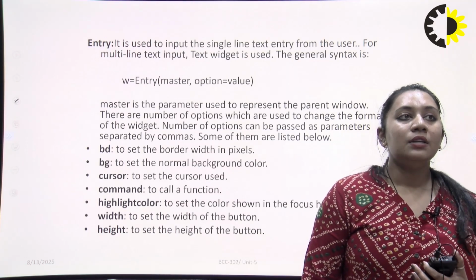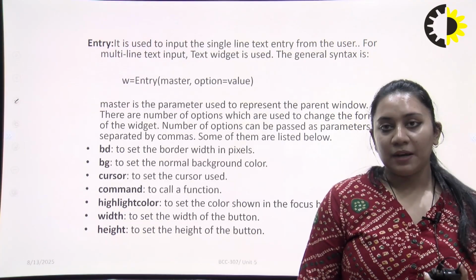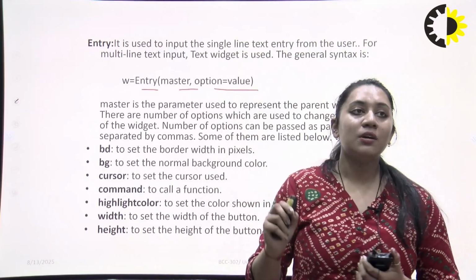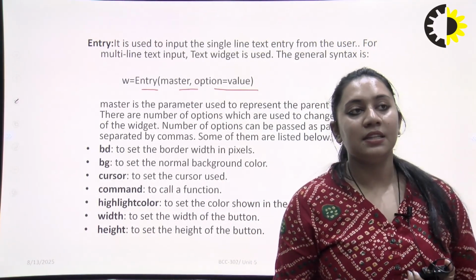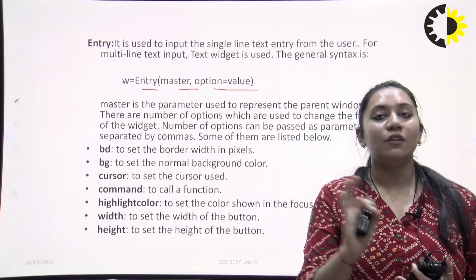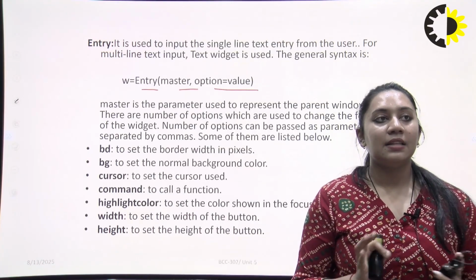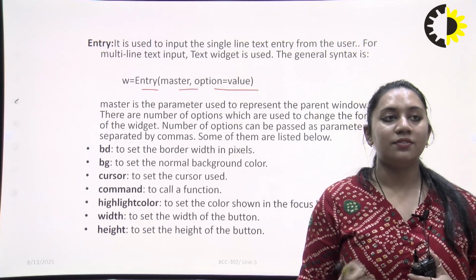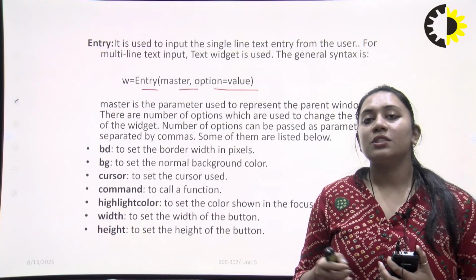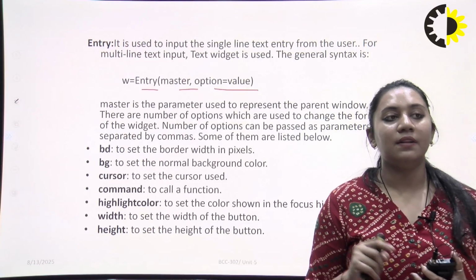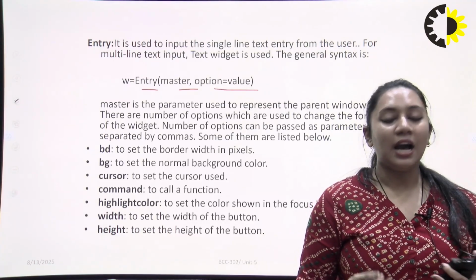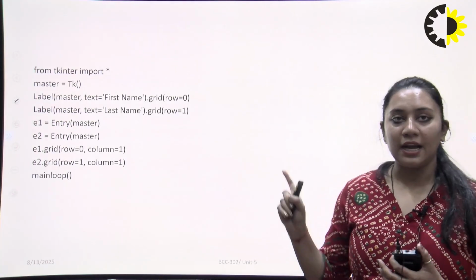Next is Entry. You can also use a single line of text while using tkinter, right? So the syntax is Entry(master, option values). The master is another parameter, set to the parent window. It can be implemented by changing the format, with the same kind of listed parameters seen previously in the button section. In the Entry section you can also set the border width in pixels. You can also set the background color. You can also set the cursor used around the entry. You can also set the commands. You can also highlight any type of color you want, and set the width and height. So simply import the tkinter library.